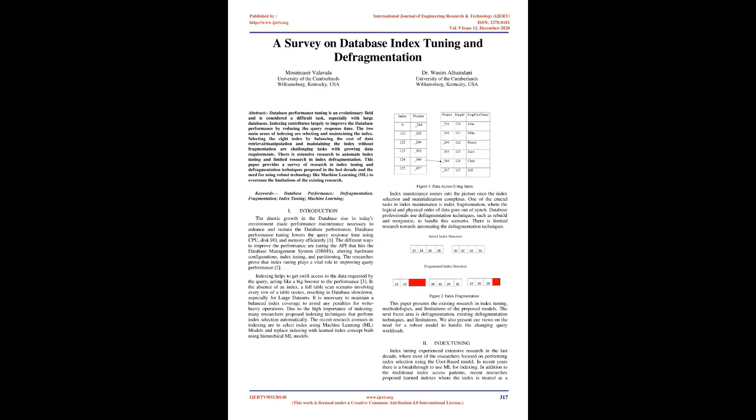Index maintenance comes into the picture once the index selection and materialization completes. One of the crucial tasks in index maintenance is index fragmentation, where the logical and physical order of data goes out of sync. Database professionals use defragmentation techniques, such as rebuild and reorganize, to handle this scenario. There is limited research towards automating the defragmentation techniques.